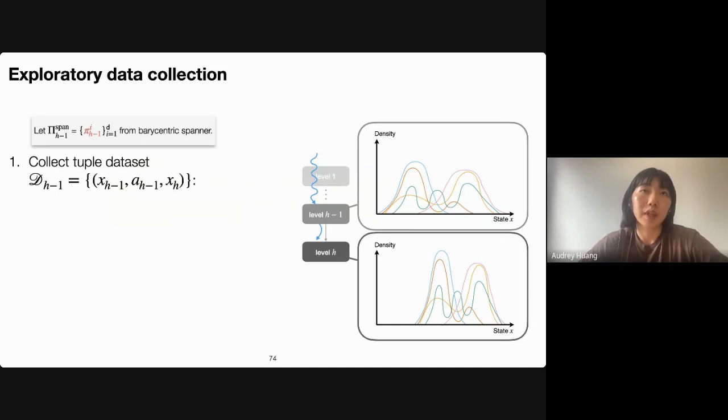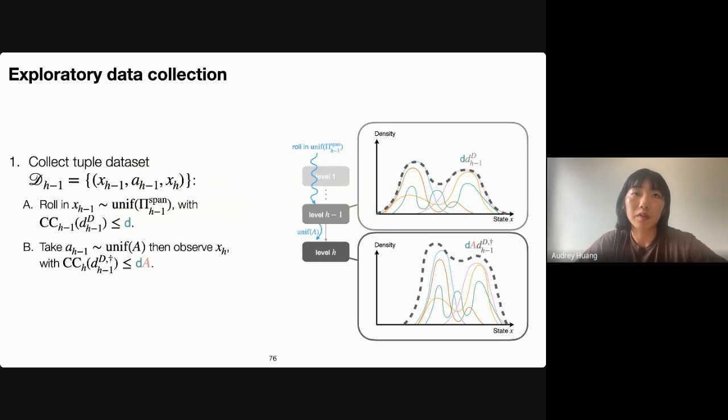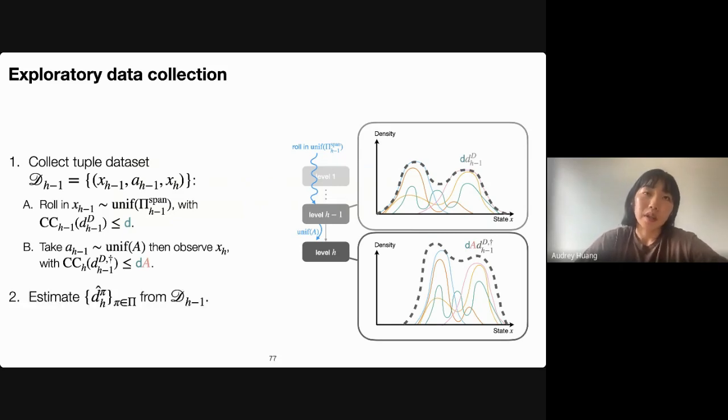So let π_span^{h-1} be the policies in the spanner computed to explore h-1. We'll roll the uniform mixture of the spanner into observed state x_{h-1}, which the spanner lemma guarantees has concentrability coefficient of rank d. Afterwards, we'll just take uniform actions and observe the next state x_h, which has a diluted concentrability coefficient of dA. And then since this data set satisfies the coverage requirements that we need, we can now estimate the occupancies for all policies using the regression method discussed previously.